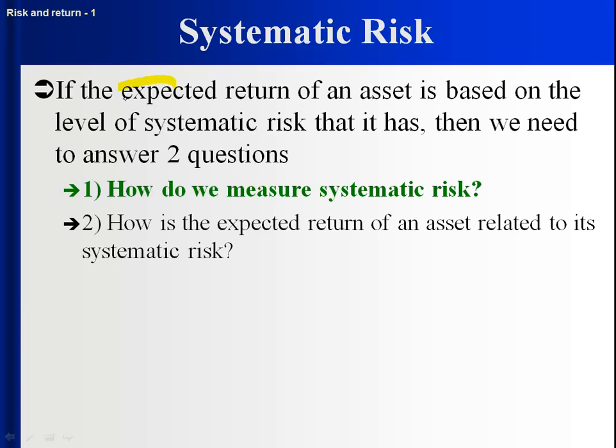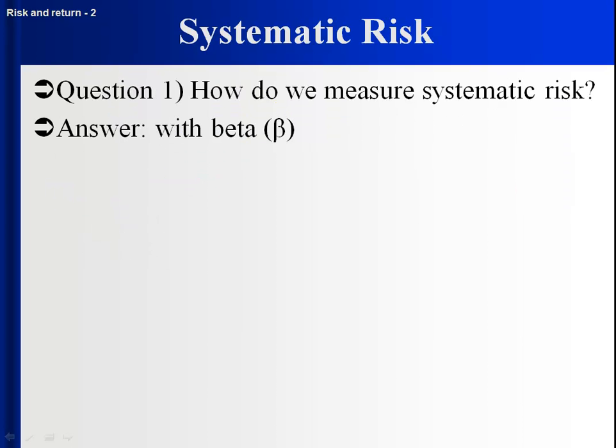If expected return and systematic risk are related, if expected return is based on the level of systematic risk, there's a couple of questions we need to answer. And the first one is, how do we measure systematic risk? How do we go about measuring that? And the answer to that question is with beta. So that's the actual Greek letter. Actually, it looks like B, beta.